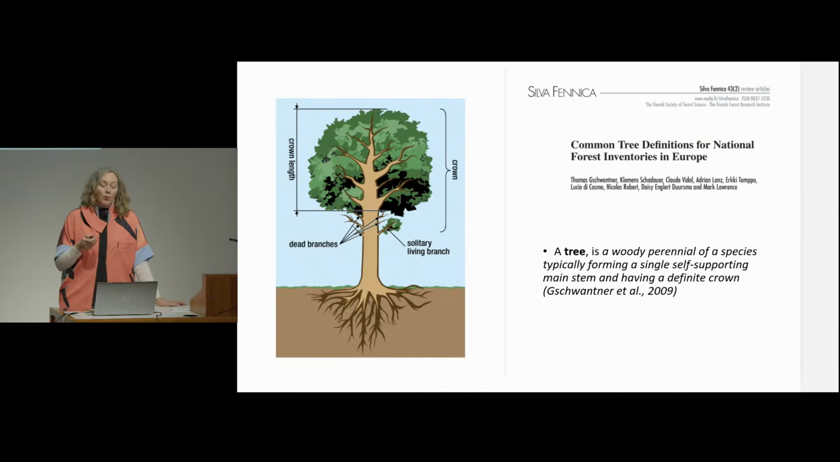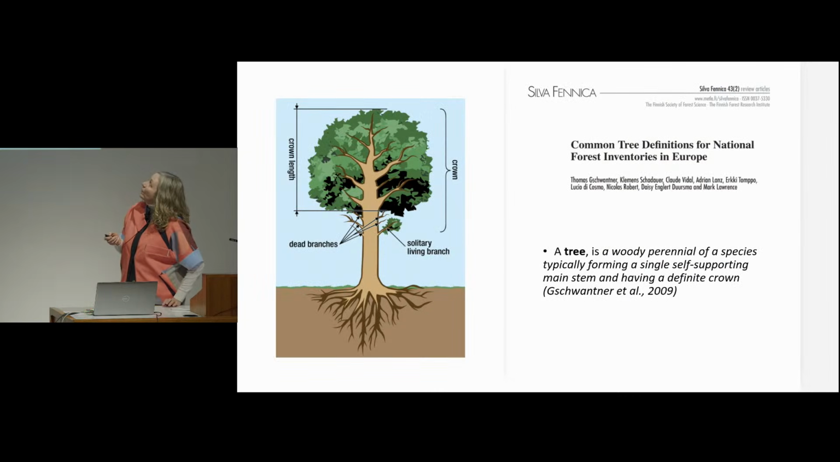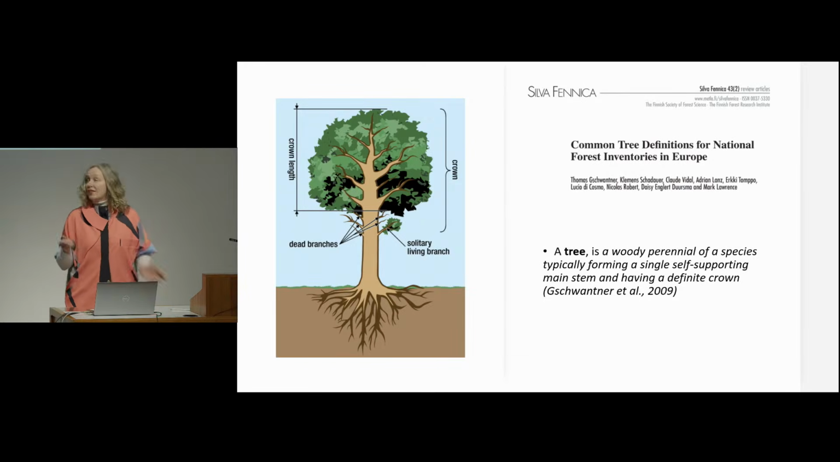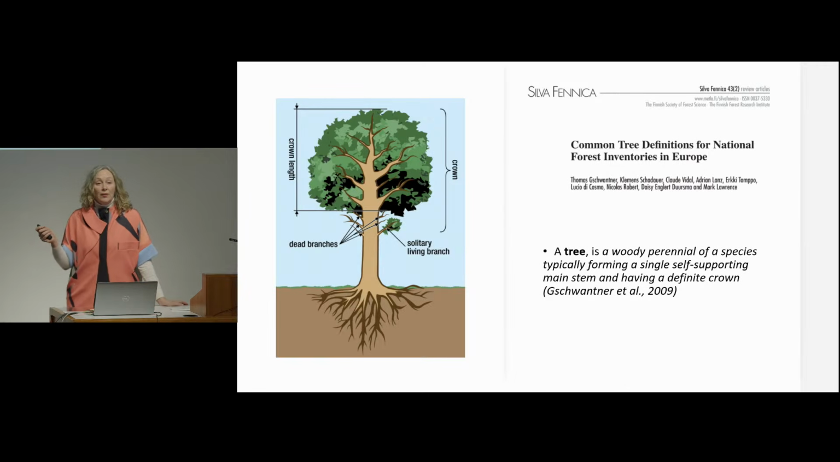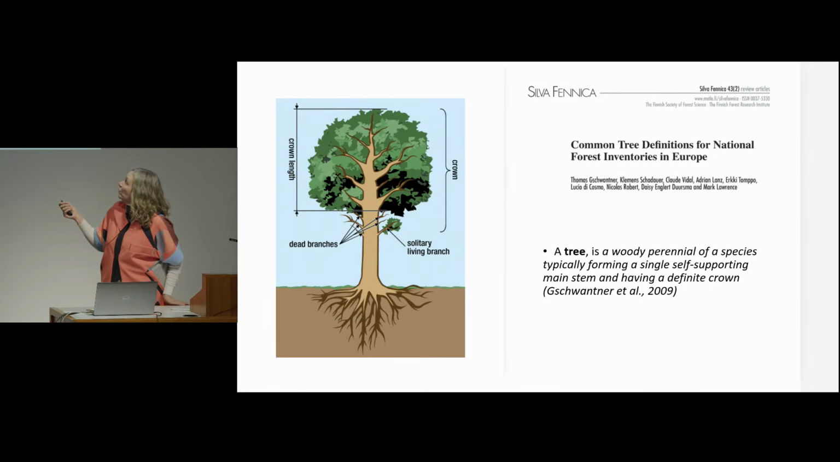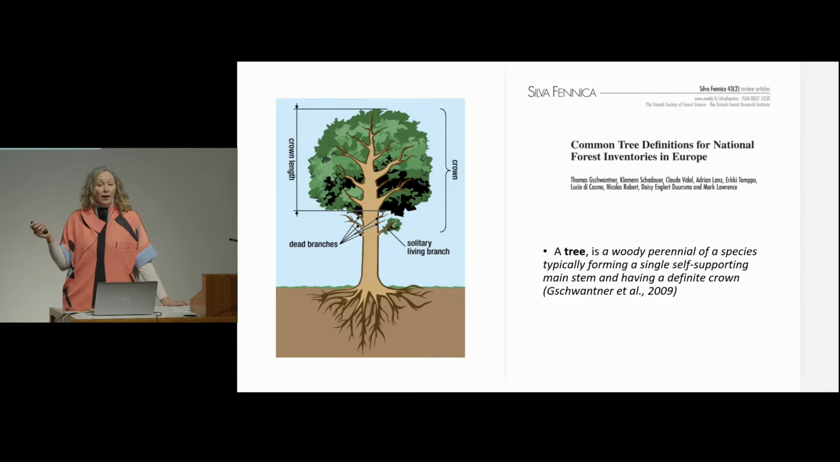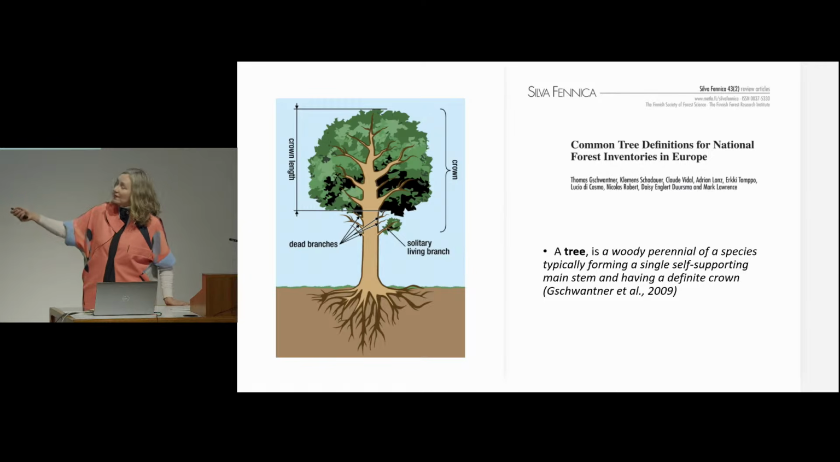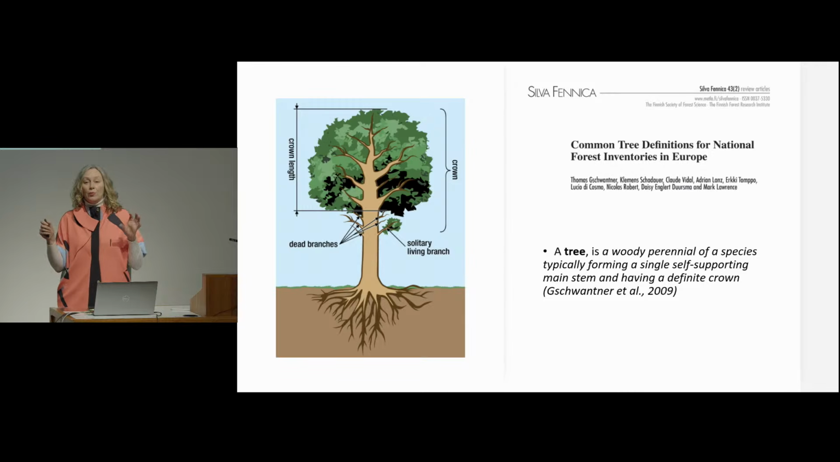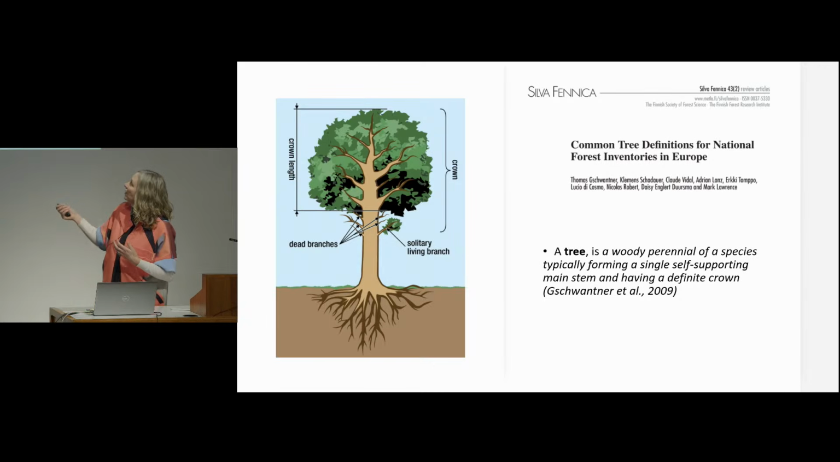And so I went to this paper, and this is tree definitions by the Forest Inventory of Europe, and it's actually very technical. So a tree is woody, and woody means it's got this really strong compound called lignin. It's perennial, that means it doesn't die back after it's produced. Of a species typically forming a single self-supporting stem. So a tree usually has a stem, but of course some trees are multi-stemmed, especially when you coppice them. So we have to say typically or usually.